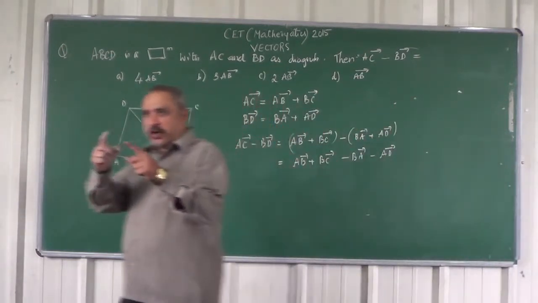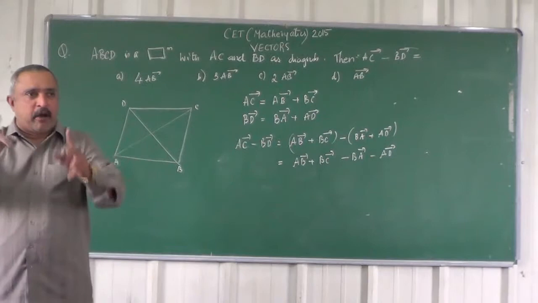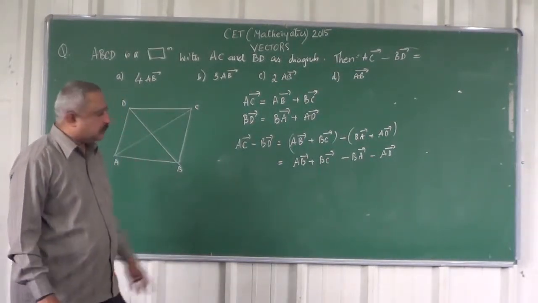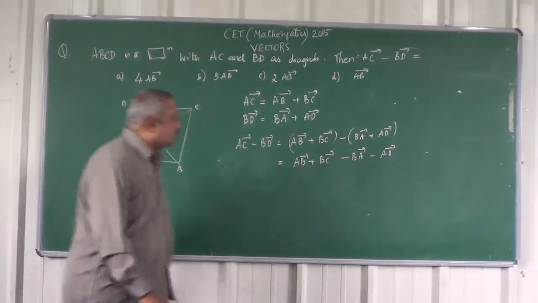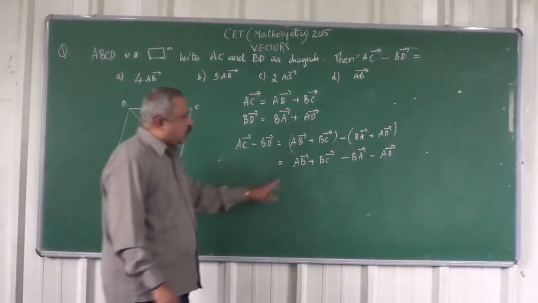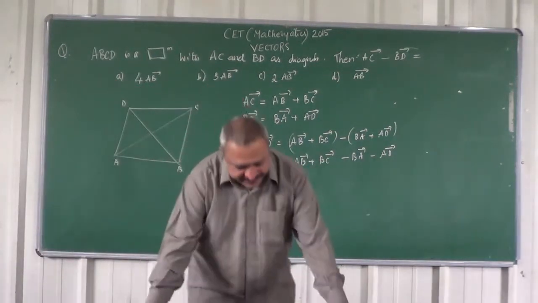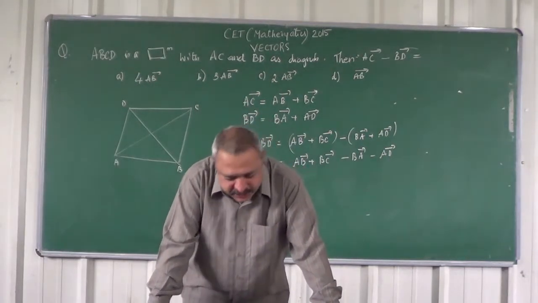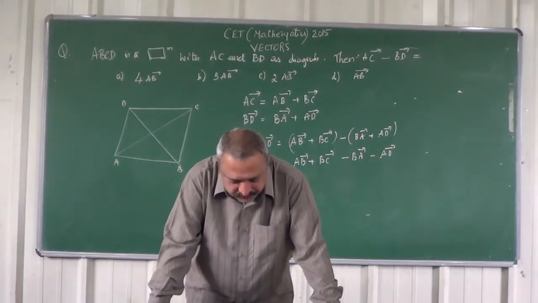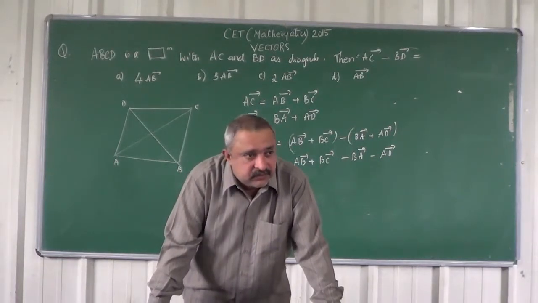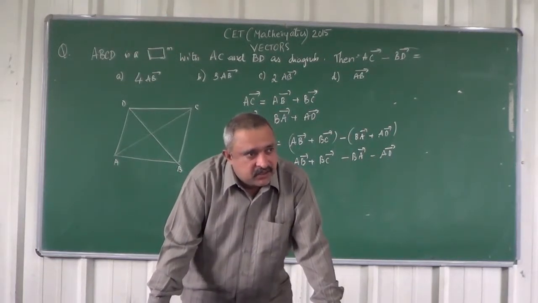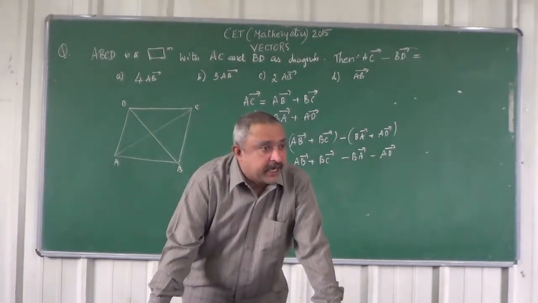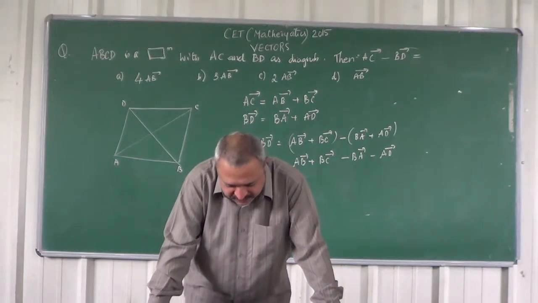Now which two vectors are equal and opposite? BC and AD. So what shall I do with that? I can cancel them. BC is equal to AD, no? Minus BA can be written as plus AB. So that then I can write the final answer as 2 times AB. You got it? So write that answer.